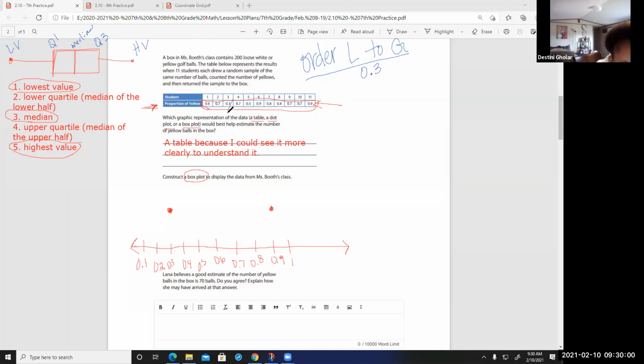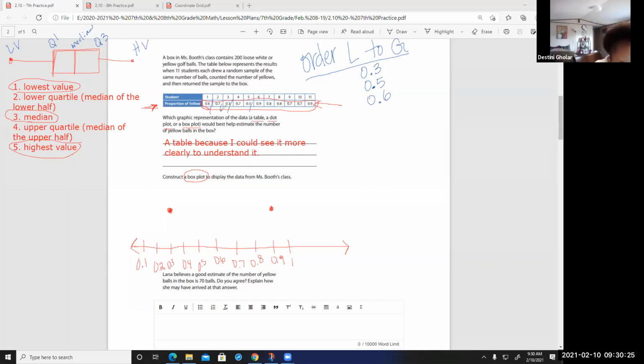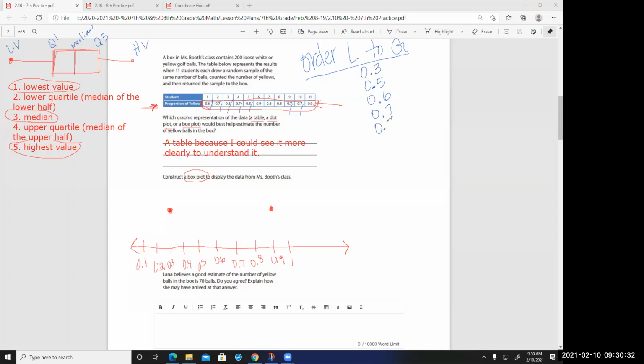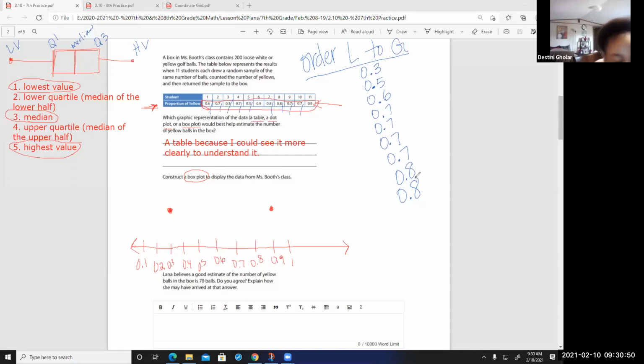I know 0.3, 1. 0.5. 0.6. 0.7, 4 times. All right. 0.8. How many times? 2. Twice. 0.9.